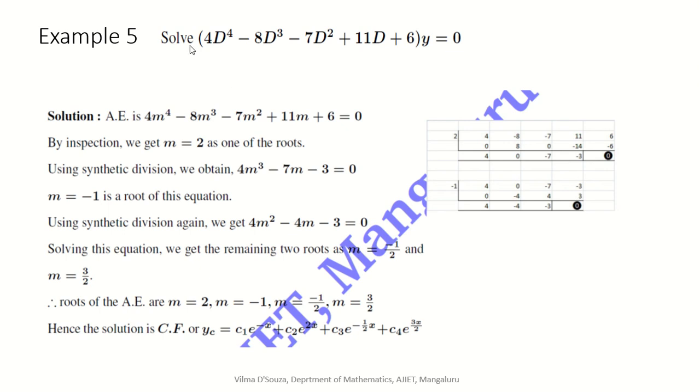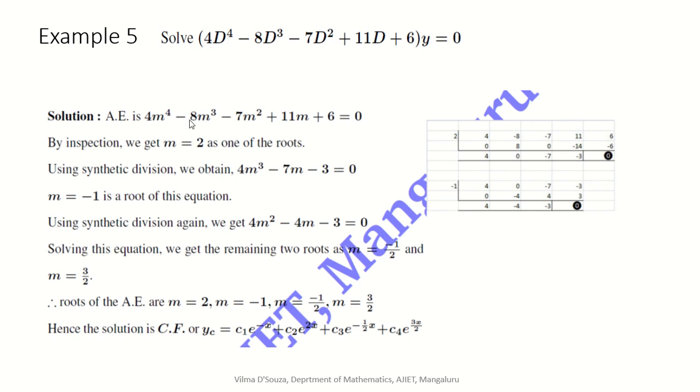Solve 4D power 4 minus 8D cube minus 7D square plus 11D plus 6 of y is equal to 0. So as usual, first you write the auxiliary equation. What is the auxiliary equation? 4m power 4 minus 8m cube minus 7m square plus 11m plus 6 is equal to 0.